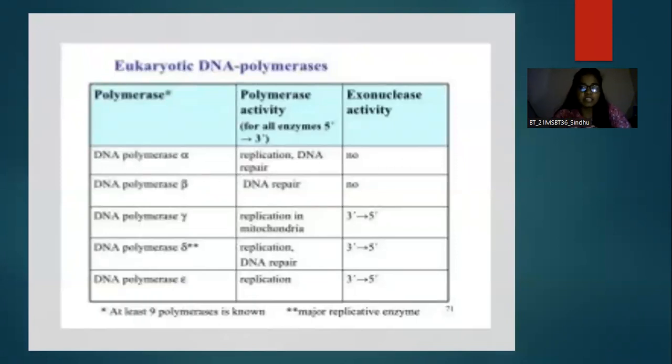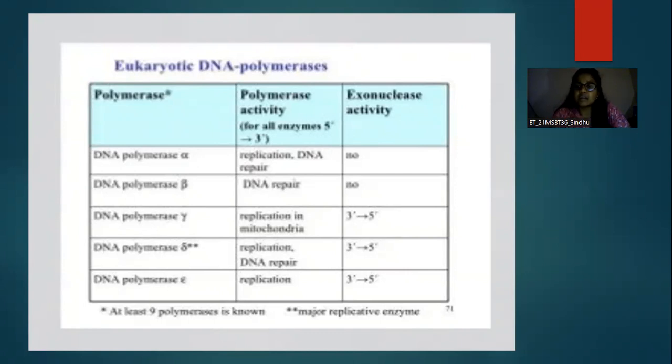If some base pairs are added in a wrong way, for example, we have 4 bases: adenine, guanine, cytosine, and thymine. Adenine only binds with thymine, and cytosine only binds with guanine. But what happens during DNA replication? Sometimes there is a mispairing between these base pairs, so those base pairs are repaired using DNA polymerase alpha. Next, we have DNA polymerase beta. It also helps in DNA repair.